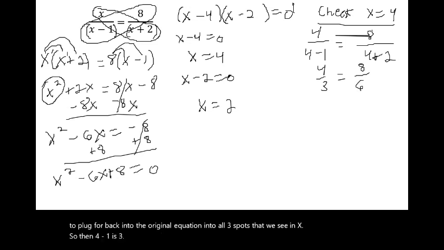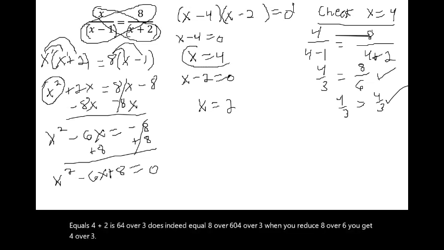4 over 3 does indeed equal 8 over 6. So 4 over 3, when you reduce 8 over 6, you get 4 over 3. So because we got the same number on both sides of the equal sign, x equals 4 is one of our solutions.